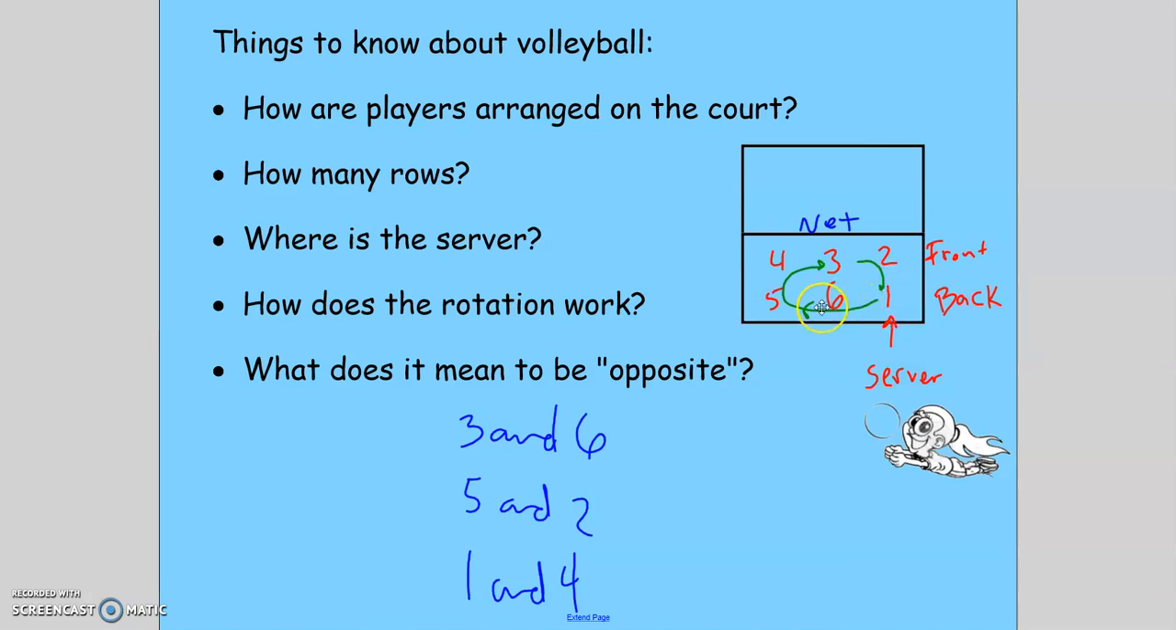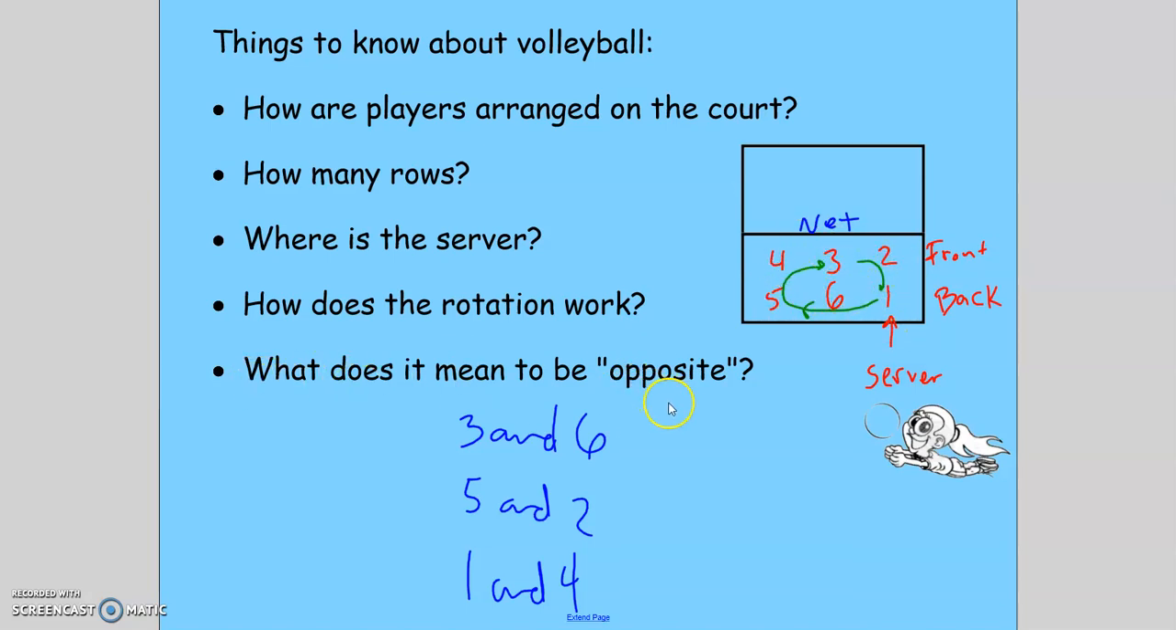And there are 2 rows, okay? So there's the front row and the back row. So 2, 3, and 4 in the front, 5, 6, and 1 are in the back. The server, as I said, is in the bottom right here in position 1, and the rotation works this way. You can see these green arrows. So the person right here, when they rotate, moves to here, and then after this position, you move back to the server position, and so on. So the rotation goes this way.